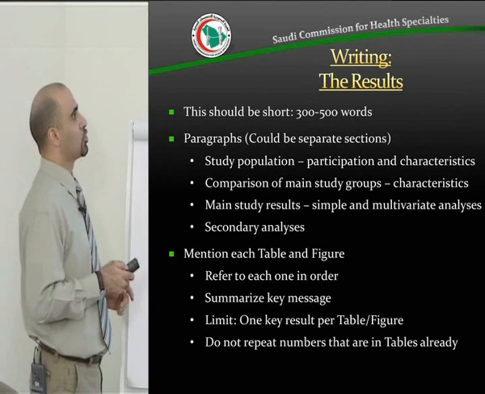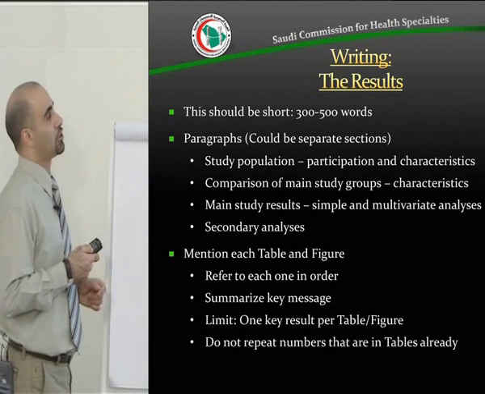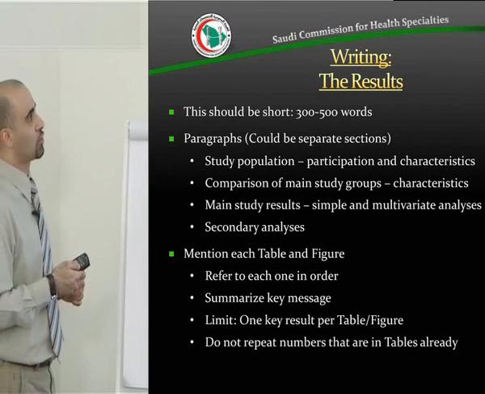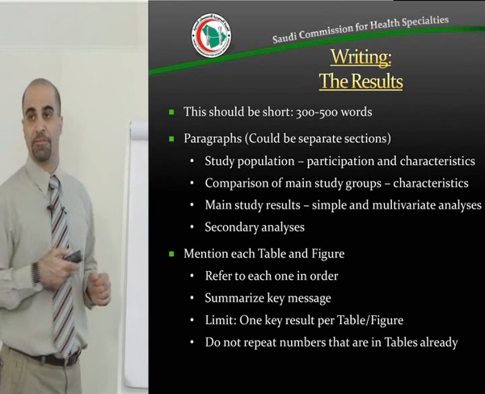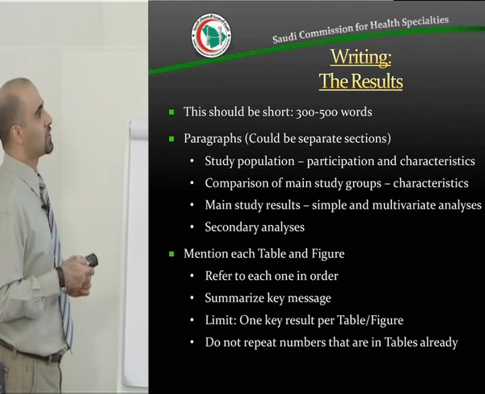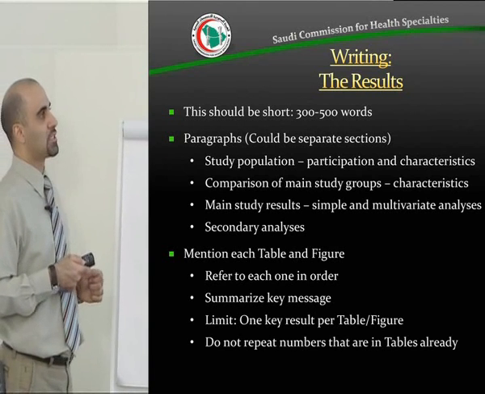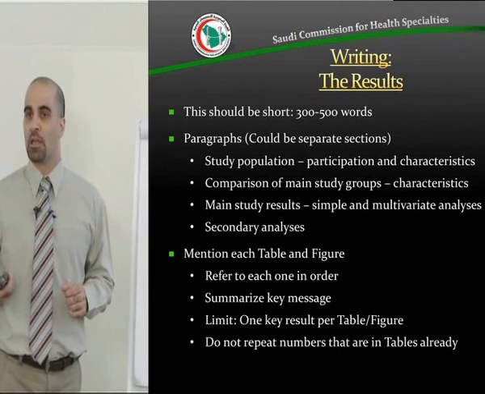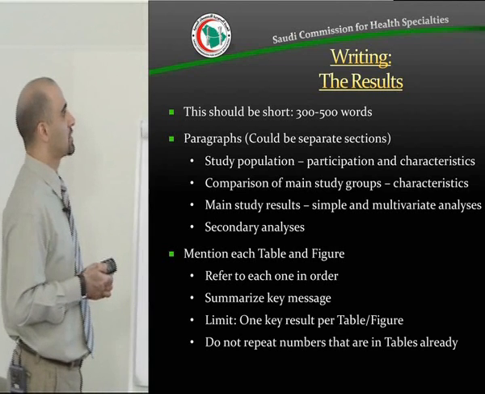The results section usually should not be very long. It should be short, 300 to 500 words. It should be divided into paragraphs, which could be separate sections. The first thing is study population.